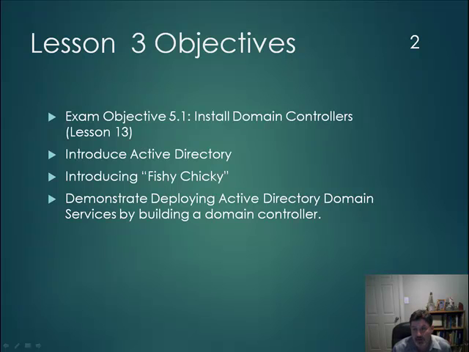So in this episode, we're going to be looking at Exam Objective 5.1, Installing Domain Controllers. This actually covers Lesson 13 if you're following along in the Microsoft 70-410 book. We're going to be introducing Active Directory today, looking at things like organizational units versus subdomains. We're going to introduce you to our organization that we're going to be using over the next several weeks in our series, the Fish and Chicky Tuna organization. We're also going to be demonstrating deploying Active Directory Domain Services by building a domain controller before we end our episode today. So I want to go ahead and get started.